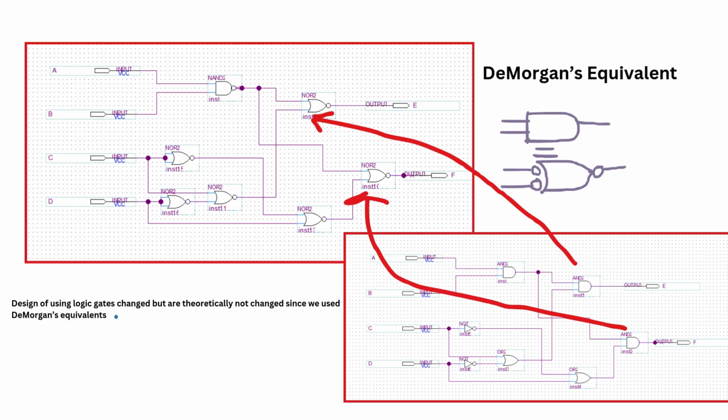As you can see here, the whole circuit changed because we just changed the final gates with the De Morgan equivalent. So actually, mathematically, the whole thing hasn't changed. It's just the use of logic gates that has changed.